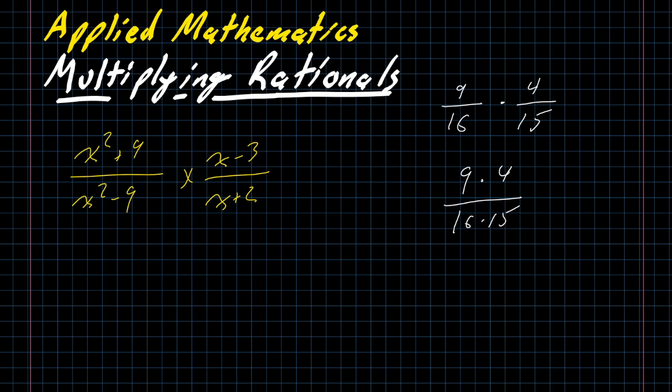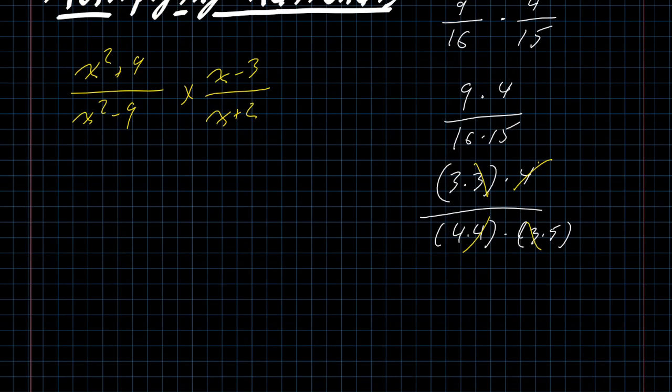But if you stop and think about what you're doing for just a moment, you might remember that 9 is 3 times 3, 16 is 4 times 4, and 15 is 3 times 5. This 3 cancels out that 3, this 4 cancels out that 4, and we're left with 3 over 4 times 5, which is 3 over 20, and we don't have to worry about getting the big numbers.